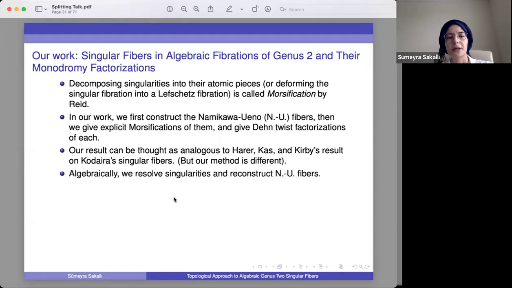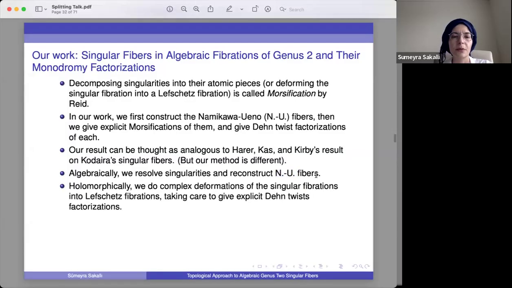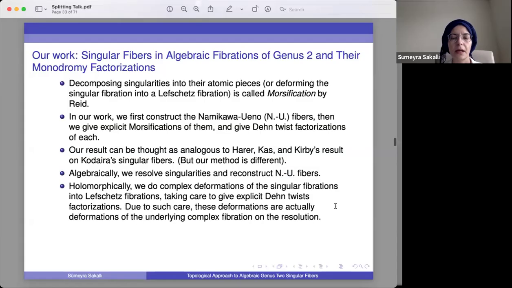And so there are different aspects of our work. Algebraically, we first resolve those singularities given by polynomials. We resolve them, and then we reconstruct the Namikawa-Ueno fibers. In short, I just call them NU fibers. And holomorphically, we do complex deformations of the singular fibrations into Lefschetz fibrations. And we do that in a careful way to be able to give explicit Dehn twist factorizations. And due to such care, these deformations are actually deformations of the underlying complex fibration on the resolution space.